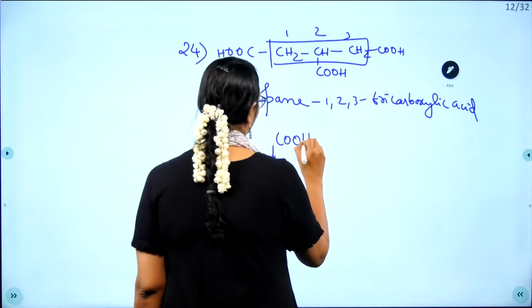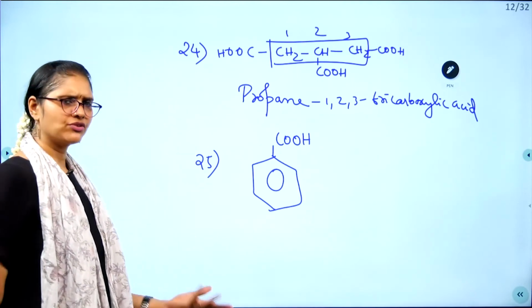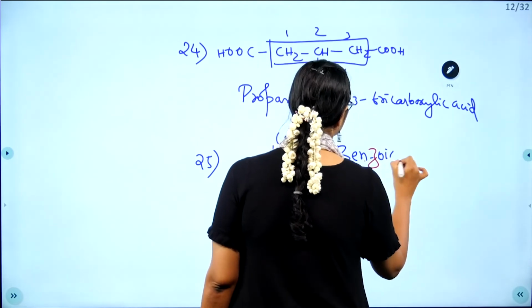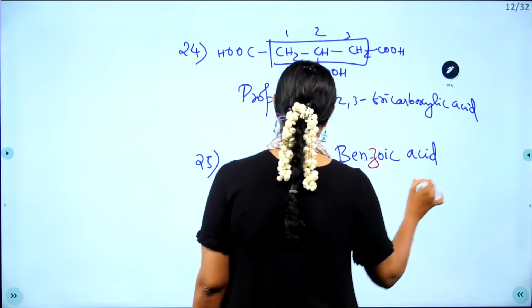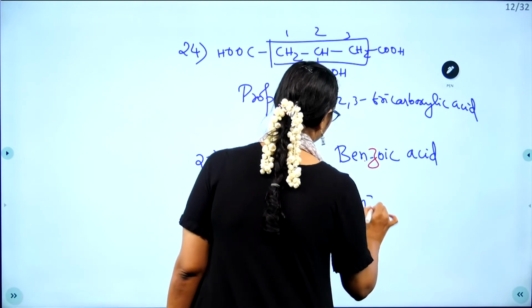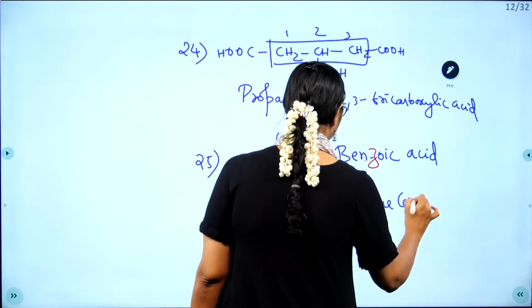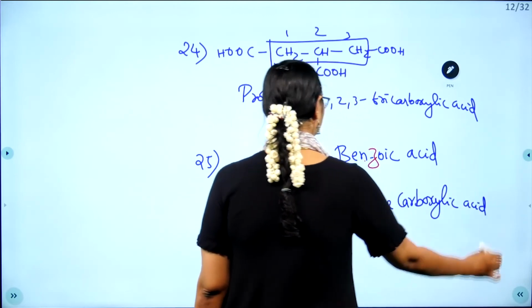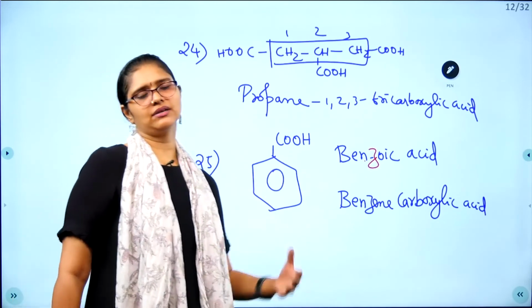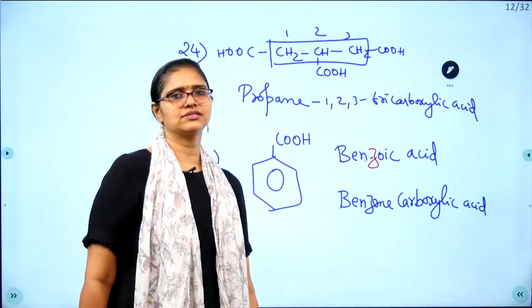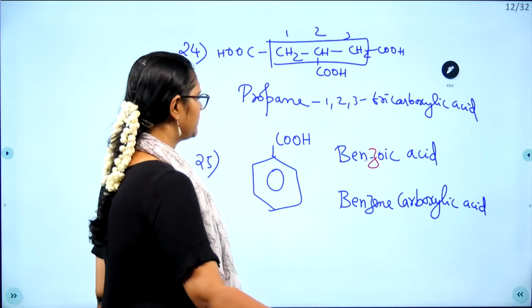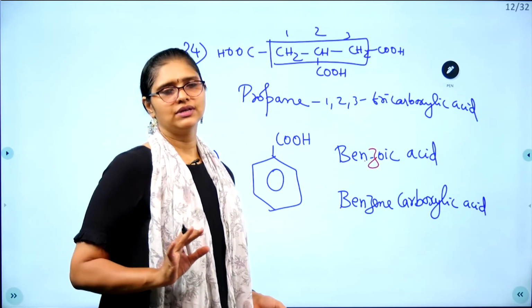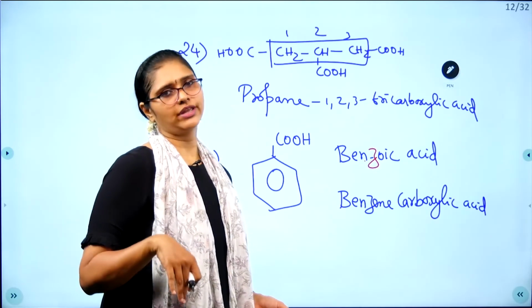How will you name this? Benzoic acid is the common name. How to name it? I told you, if it is a ring, how will you name it? Benzene carboxylic acid, right? Benzene separately, carboxylic acid separately. Benzoic acid is the common name. Okay, but often we use only benzoic acid. But this is the proper IUPAC name for an acid which is connected to the ring. All right.